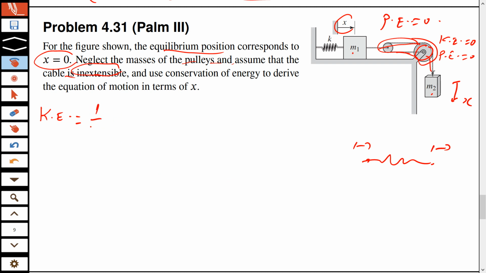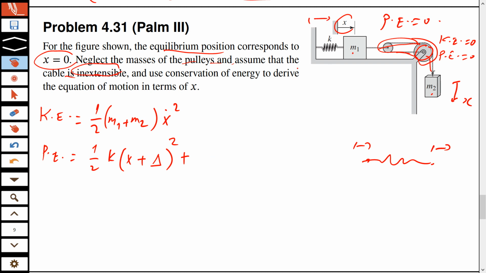So that means I will have half x dot squared, and x dot belongs to m1 as well as m2, so I add the two. And potential energy: one term will come, half k x squared, and in x you also have the static deflection. So half k times (x plus delta) squared, plus m1 moves only horizontally, so it has no potential energy, but m2 goes vertically, so it will have.